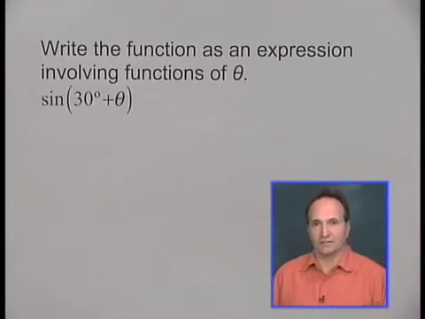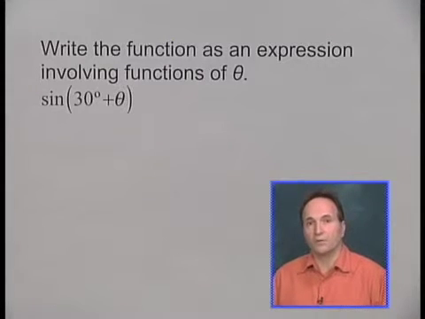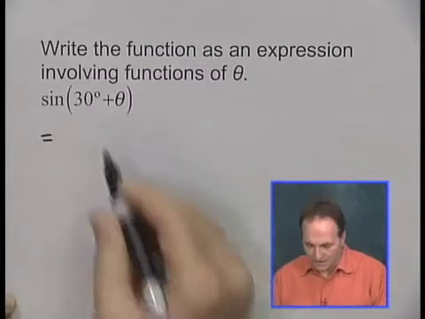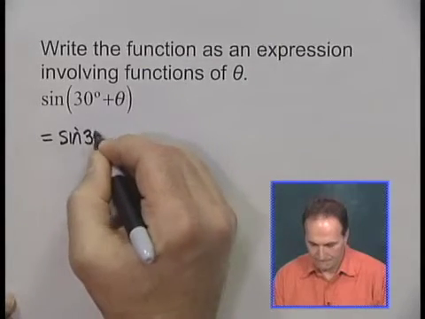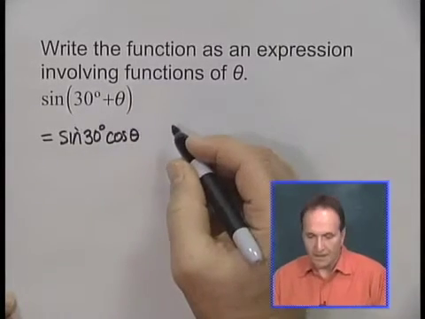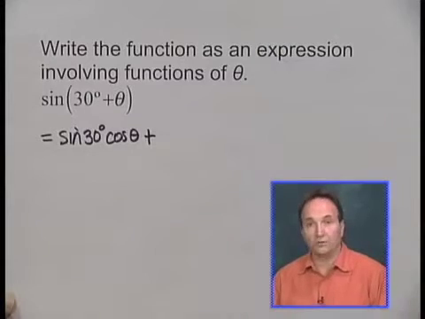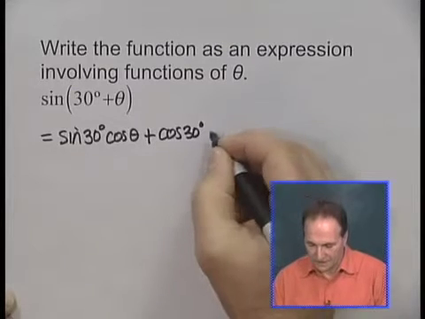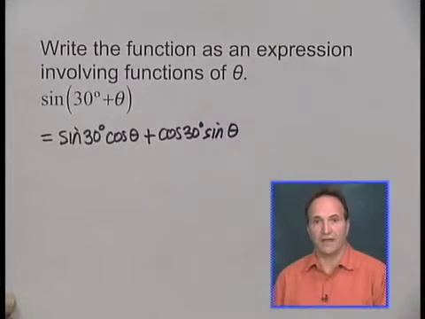Write the function as an expression involving functions of theta. We have the sine of the quantity 30 degrees plus theta. So we will use the sine sum identity to rewrite this as being equal to the sine of 30 degrees times the cosine of theta, then plus the cosine of 30 degrees times the sine of theta.